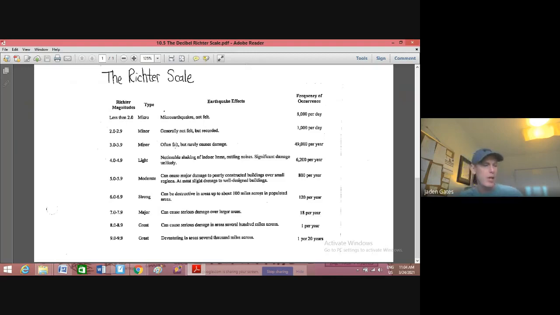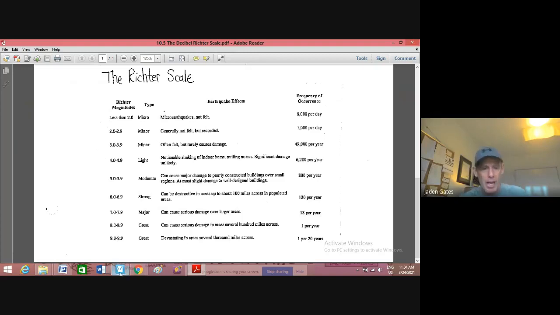I know a friend of mine who taught in China. They have these on a daily basis. Sometimes they don't even know what's happening unless they look at their water bottle and it's shuffling around a little bit. But now look at something like a 6 to 6.9. It's strong, can be destructive in areas about 100 miles across. But then you get to a 7 to 7.9, it can cause serious damage over large areas. Now, the Richter scale basically goes up to 10.